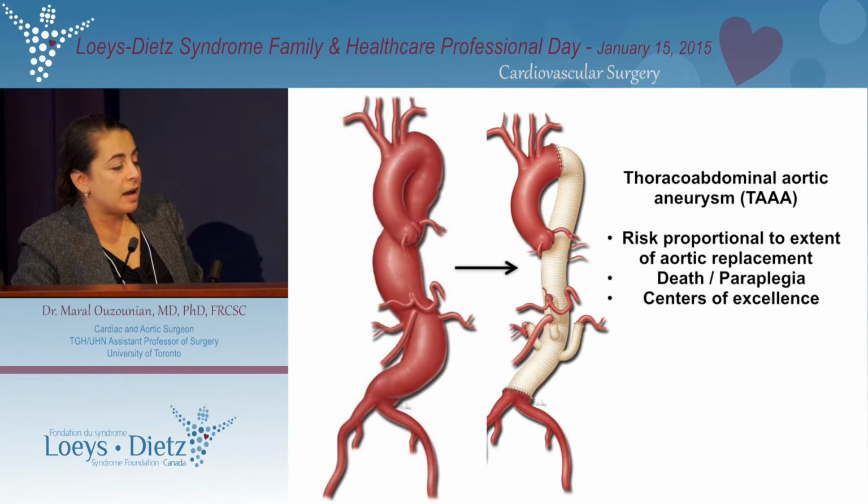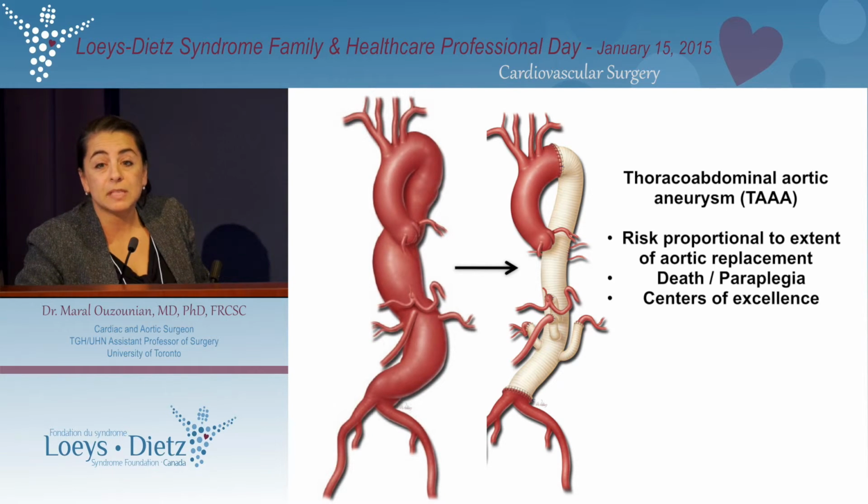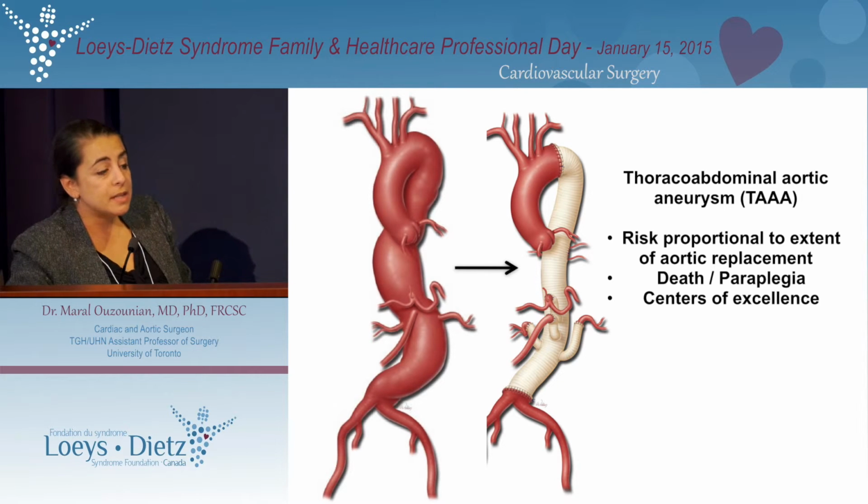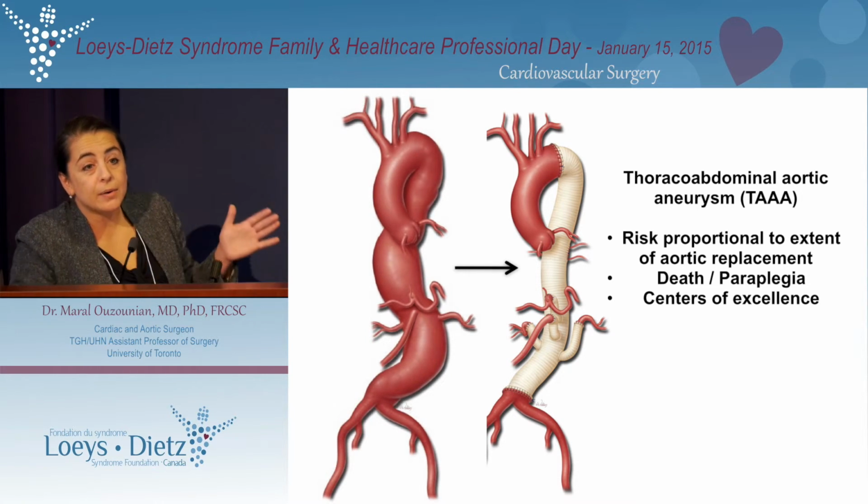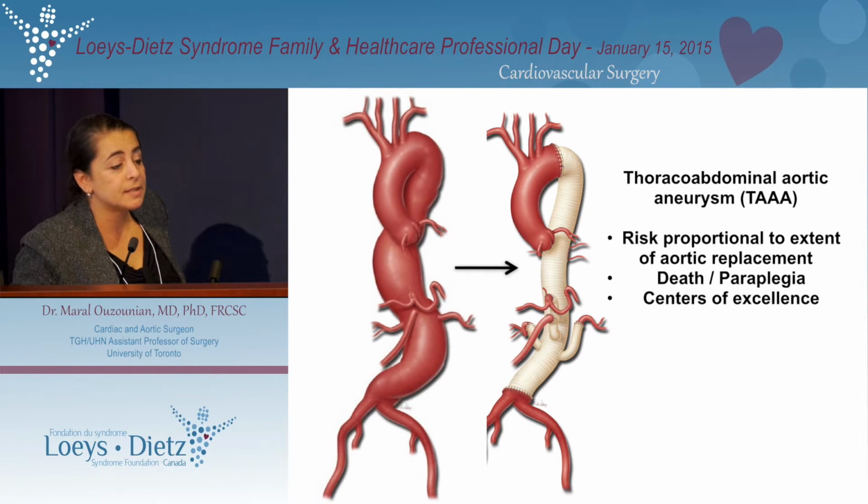So, the last portion of the aorta that I'll discuss is the thoracoabdominal aorta. The key thing over here is that this part of the aorta gives off blood vessels to the spinal cord. So the reason these operations are risky is because the more aorta that we replace, the higher the risk of paraplegia and death from the operation.